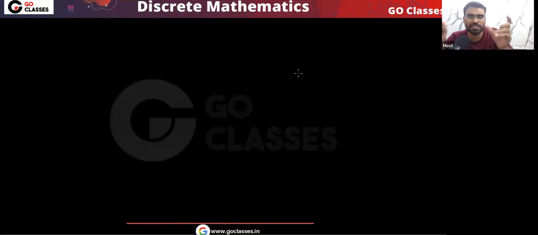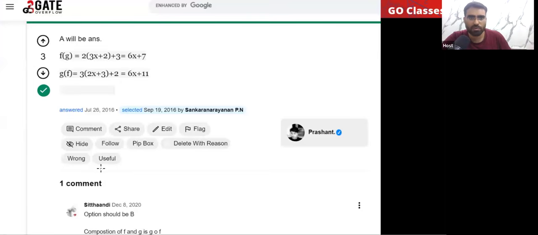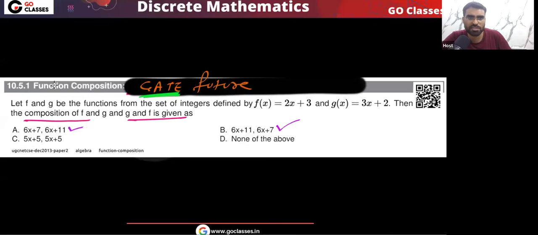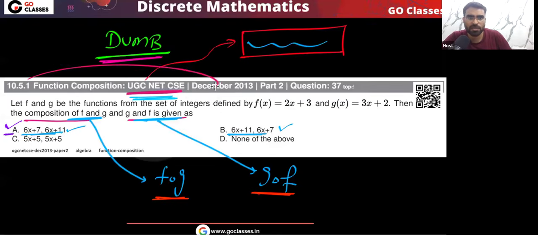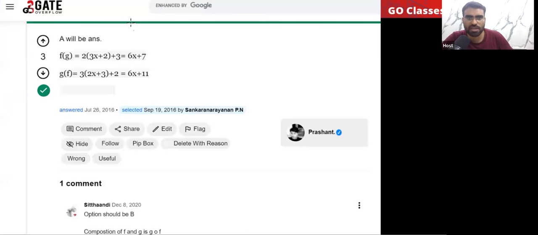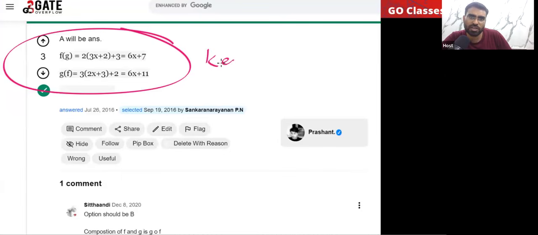Composition of F and G, this statement is ambiguous. So in the GATE exam, if they ask you any question, they will ask you fog or they will ask you golf. They will not ask you composition of F and G. This ambiguous statement they will not give you, so don't worry about it. Now you can easily see under this UGC NET question, if you see the answer on GATE Overflow, this answer is according to Kenneth Rosen.